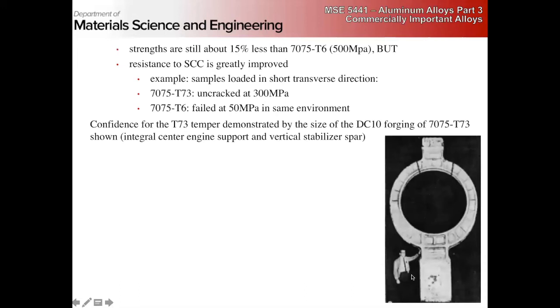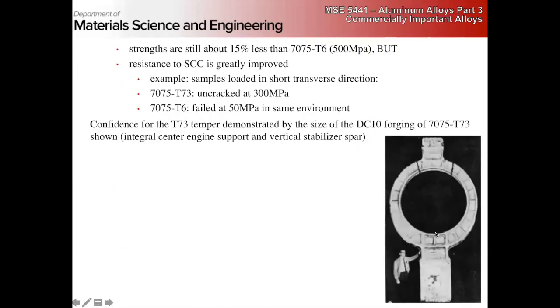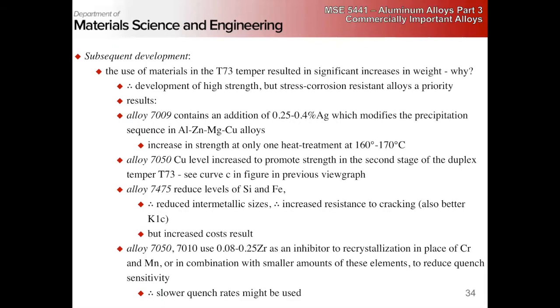This is the center engine support for a DC engine mount for a DC-10. This was the engine that was mounted on the tail. And this was made out of 7075 aluminum alloy. Right? So there's no way you could quench this rapidly and not have it distort on you.